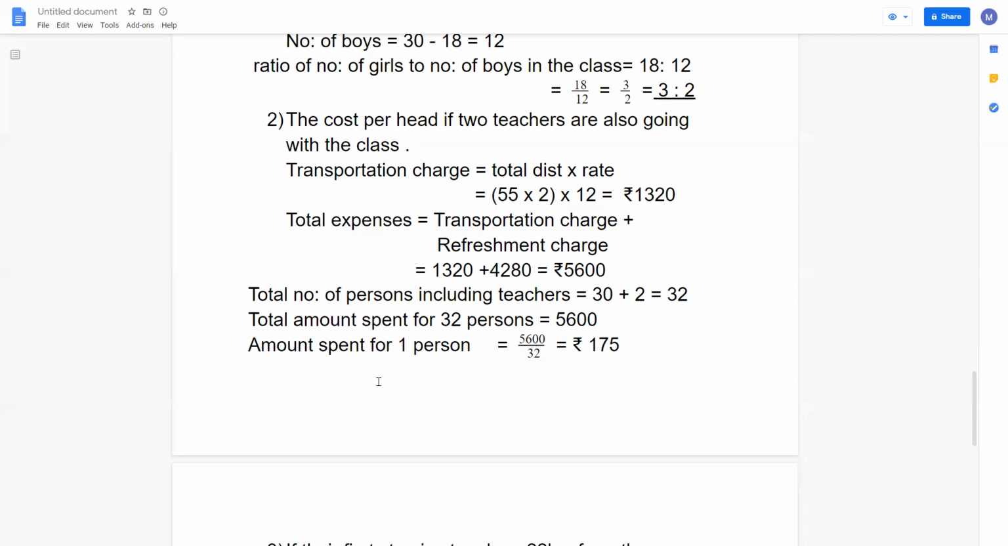We have to calculate the cost per person. So the amount spent for 1 person equals the total amount divided by 32. So 5600 divided by 32 equals rupees 175. So cost per head equals rupees 175. This is the second question. Understood? In one question only, they have included all the parts of percentage, fraction, ratio, everything.